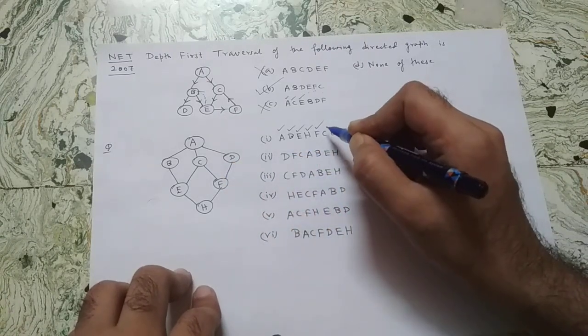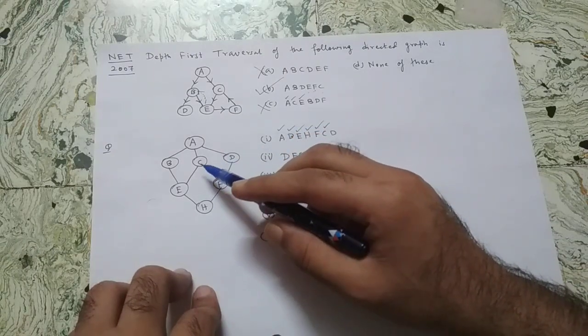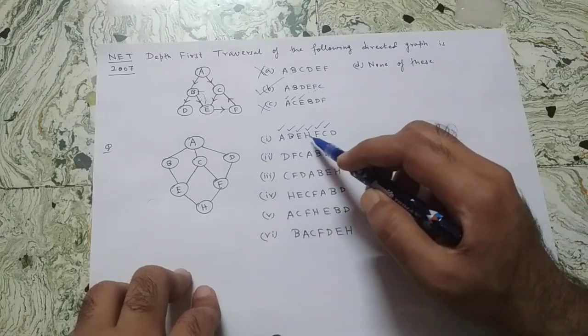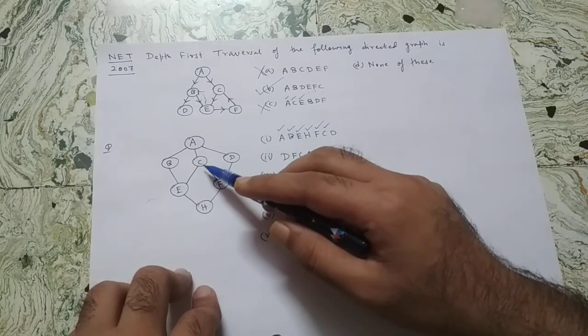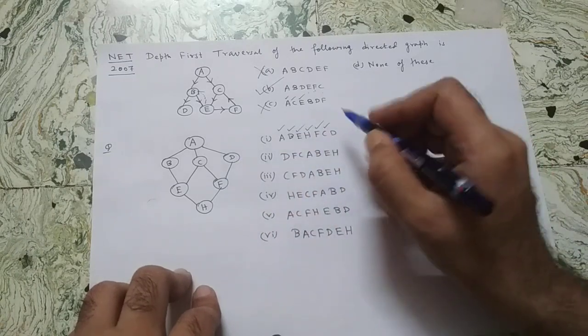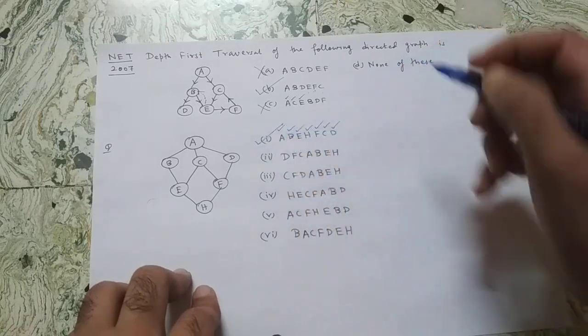Okay, that's allowed. Now from C the adjacent vertices are A, E and F, all of which have been visited. So what will I do? I'll backtrack and go to F. Now from F I can go to D. That is exactly what they've done. So this order is perfect.